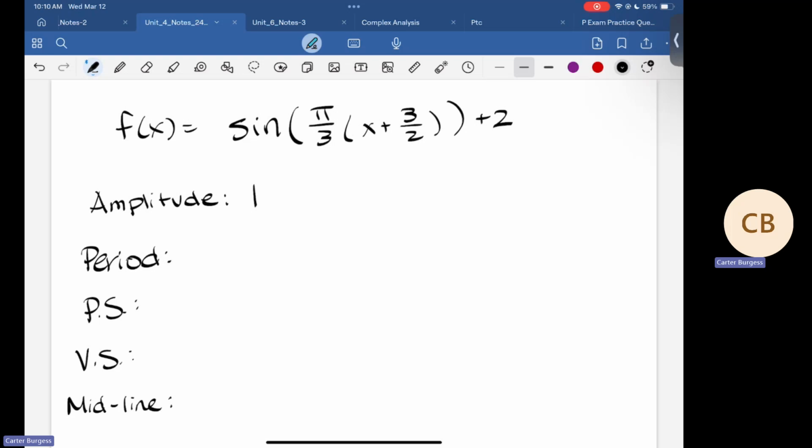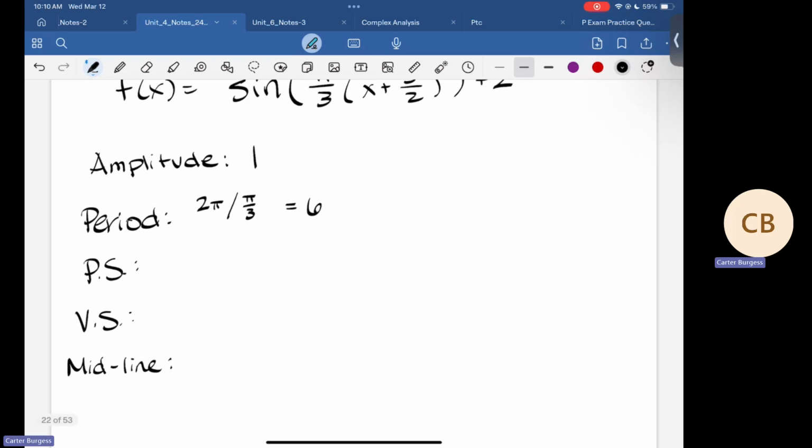Nice and boring. How do I find the period of this function? 2 pi divided by pi over 3. But dividing by pi over 3 is maybe a little awkward. So what could we do instead of dividing by the fraction? Multiply by the reciprocal. 2 pi times 3 over pi, giving me 6.